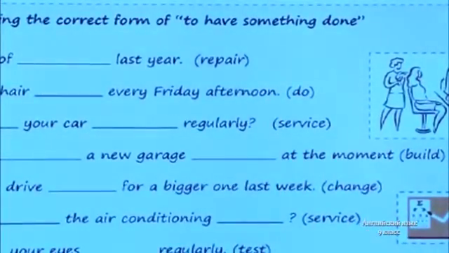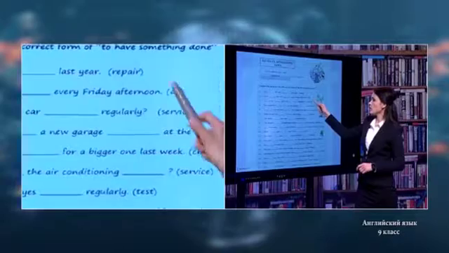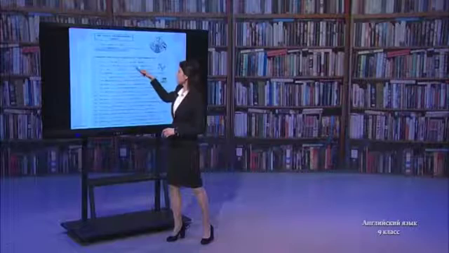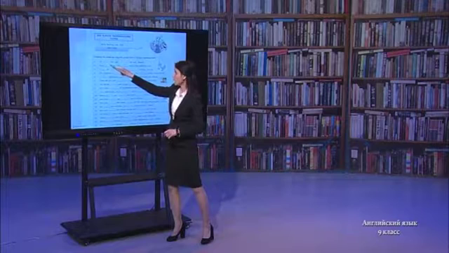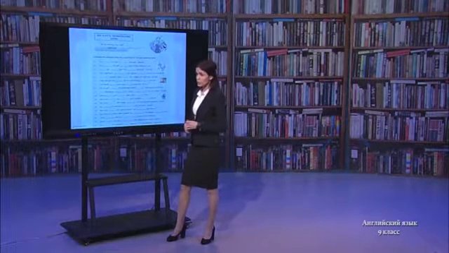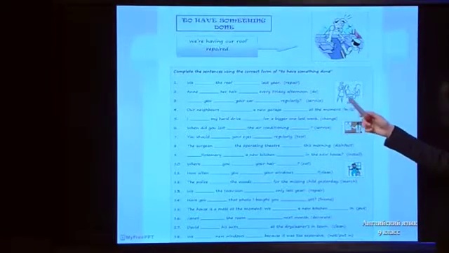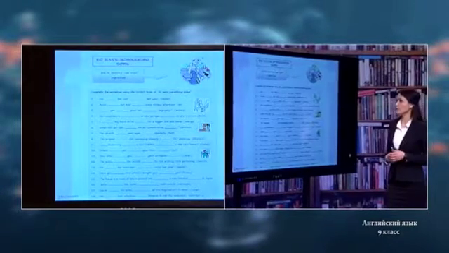Every Friday afternoon. That means this is the signal word of present simple. So Annie, every Friday afternoon. That means present simple. Annie has her hair do. The third form of do is done. Annie has her hair done every Friday afternoon because she doesn't like long hair, for example.